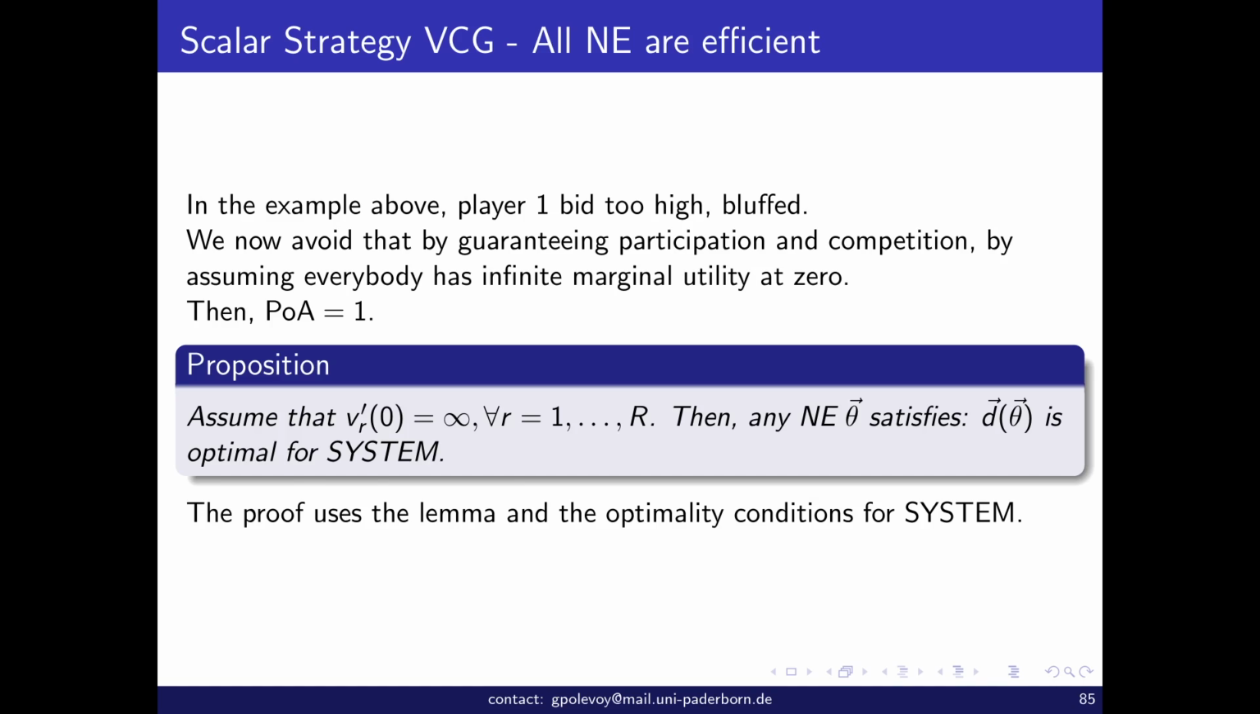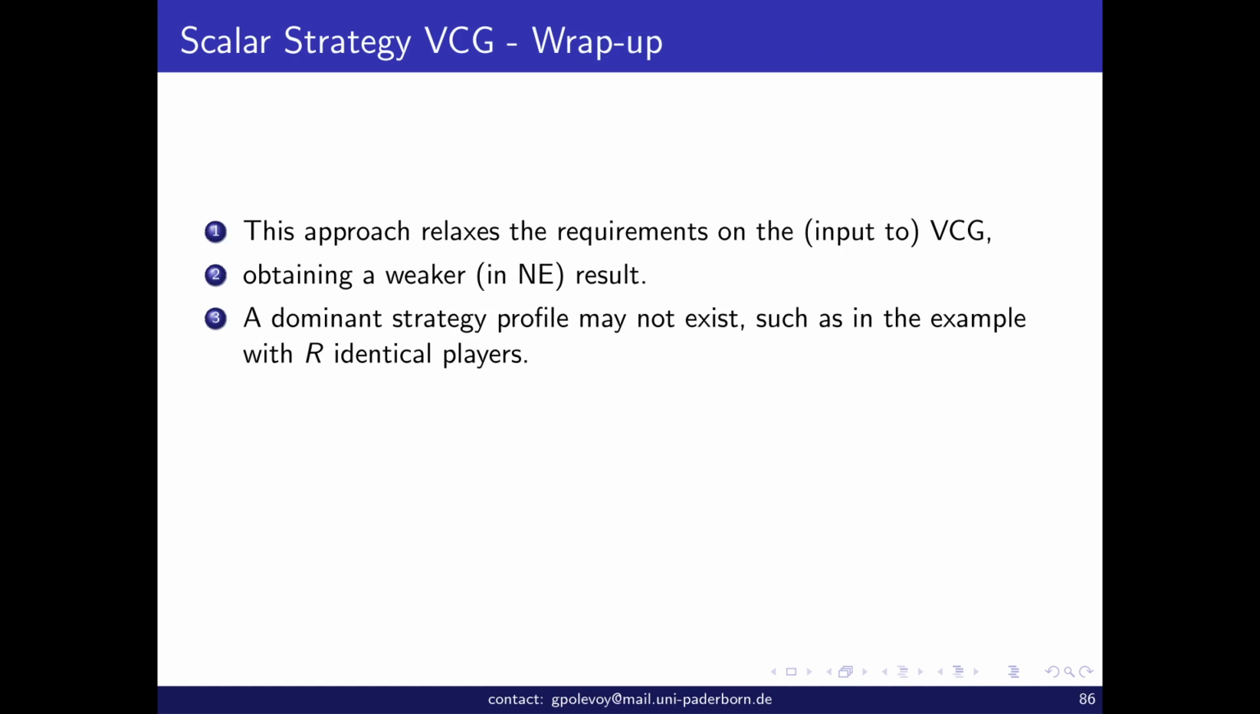So, to wrap up, we relax the requirements of the input to the VCG. We want it to be one-dimensional, and thereby, of course, we obtain something weaker, only in an equilibrium, but we still obtain some kind of truthfulness in the sense that the derivatives are the same, and that's optimum. So we assume something weaker and we obtain something weaker. And as I said, a dominant strategy profile may not exist, such as in this example.